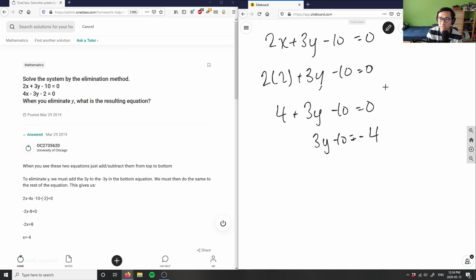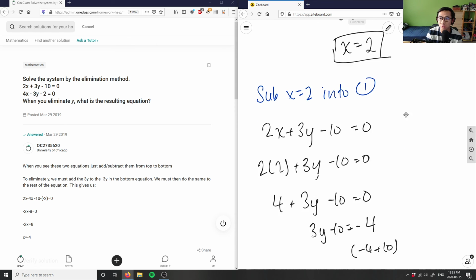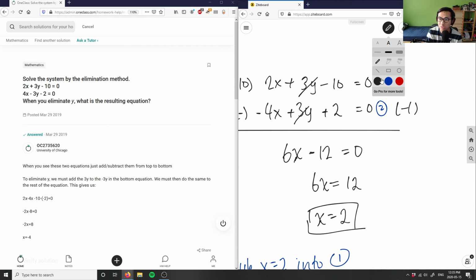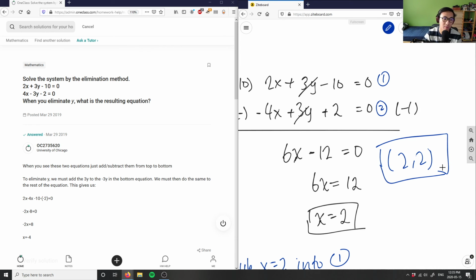I can move the 10 to the other side as well. So I have 3y equals -4 plus 10, which will equal positive 6. I can divide both sides by 3 to get y equals 2. So my solution to this problem would be 2 and 2. So the point of intersection, or the solution to this problem, would be (2, 2). And this here is my solution.